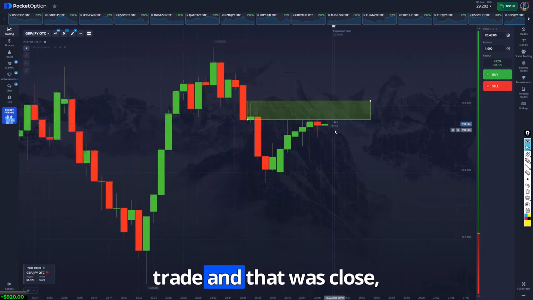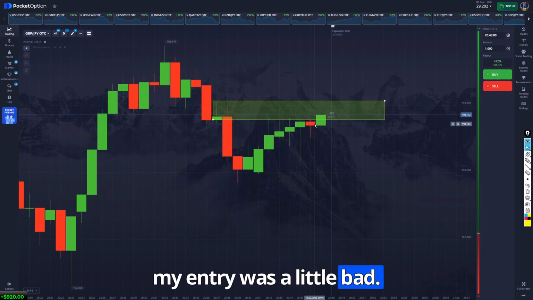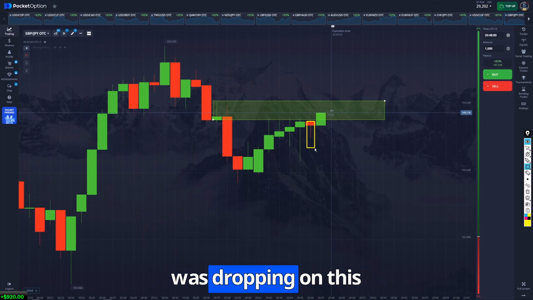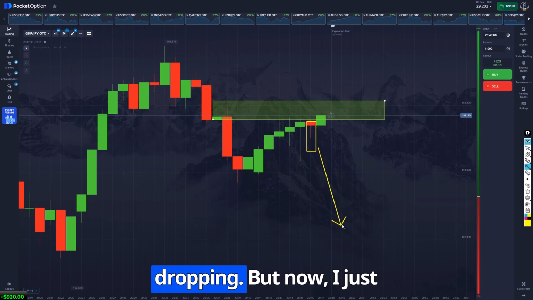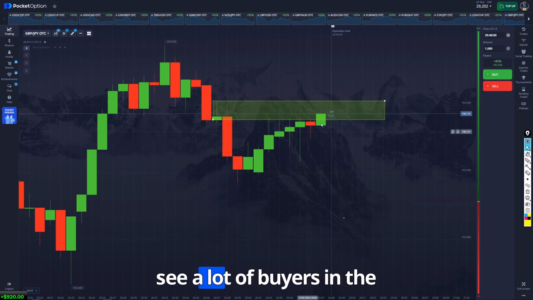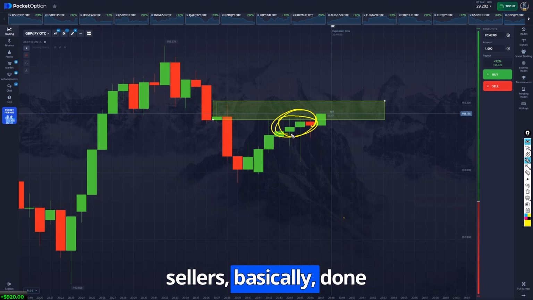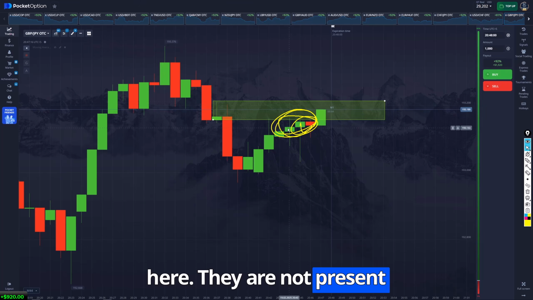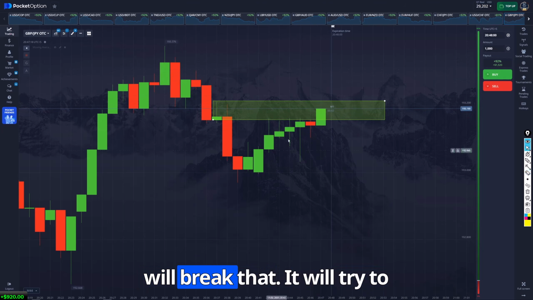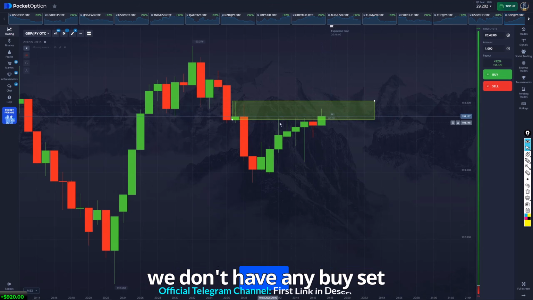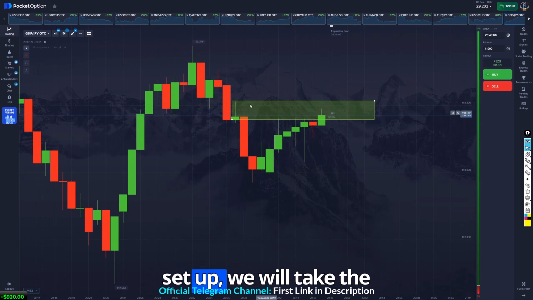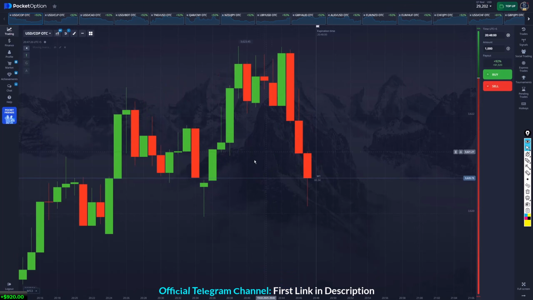Alright, that was a winning trade and that was close. My entry was a little bad, but if it was dropping on this candle, we would be convinced that it will keep dropping. But now I just see a lot of buyers and the sellers were basically done here. They are not present anymore, and the market will try to break and go up. And also we don't have any buy setup here. If we have a buy setup, we will take the buyers.